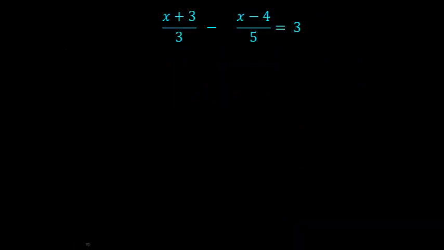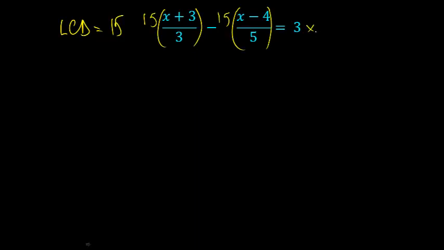You can have a go at trying this one on your own or follow along with me. Lowest common denominator: the lowest common multiple of 3 and 5 is 15. So I'm going to multiply every single term by 15. I'm going to do this term times 15, I'm going to multiply this second whole term by 15, and I also need to multiply everything on the right-hand side by 15.